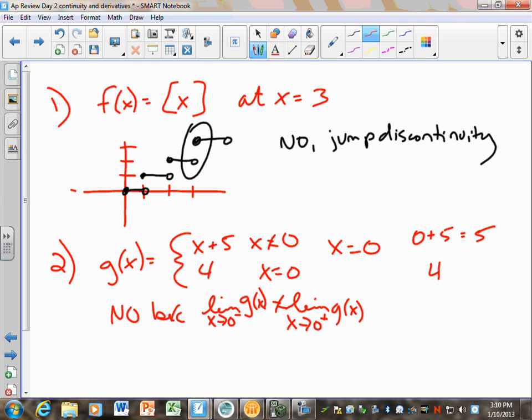Same thing for number 3. Again, plug 2 in and see what happens, and you should get 4 for both of those. If you plug 2 into the top function, you get 4. If you plug 2 into the bottom function, you get 4. So because those meet up, they have the same limit, we can say that number 3 is continuous.